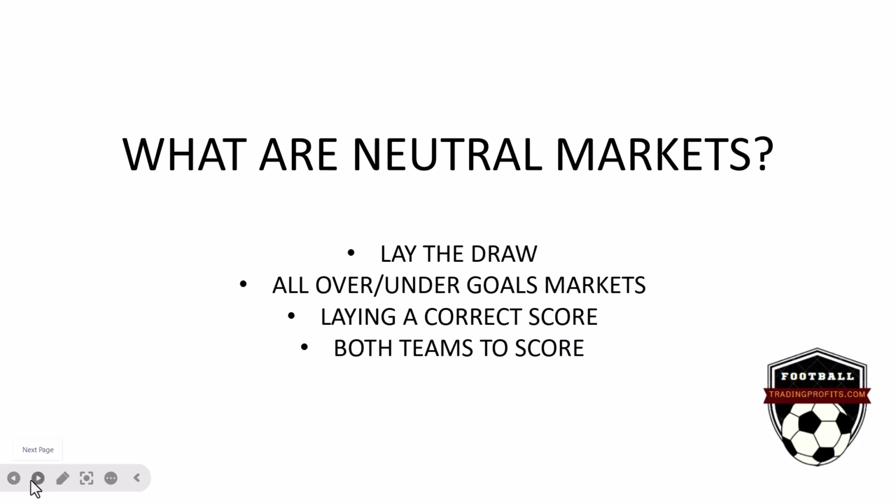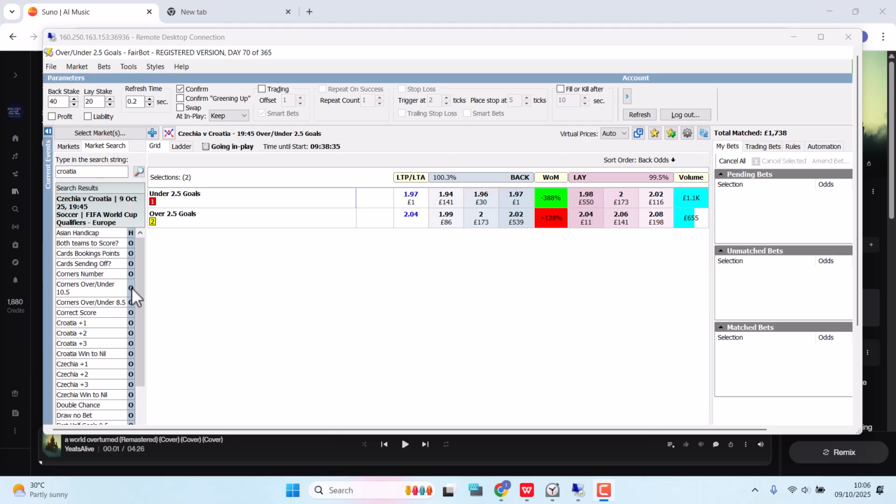Some ideas of neutral markets, and there's a whole heck of a lot more: lay the draw, all over under goals markets, laying a correct score, and both teams to score. But let me just take you through the Czech and Croatian coupon for this evening, and we'll show you additional neutral markets. So this is the Czech and Croatian league. It should have a decent set of markets accompanying it.